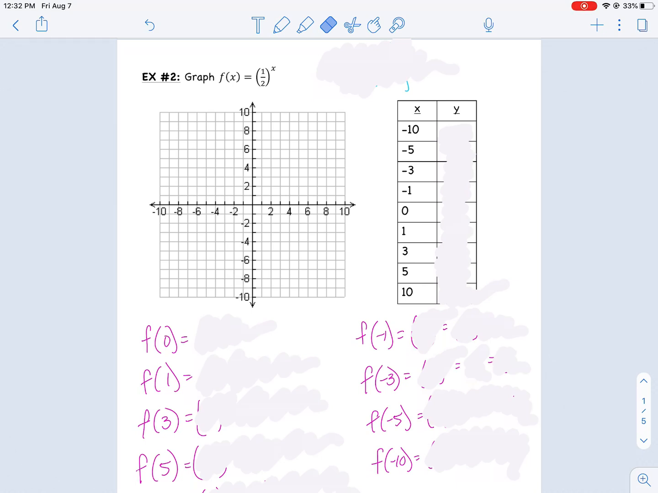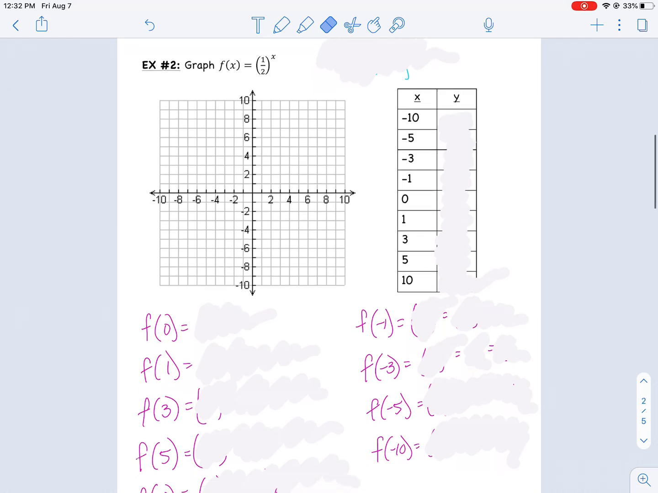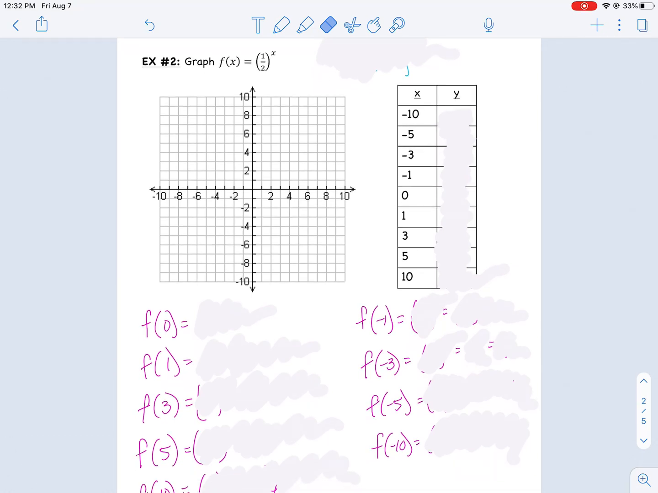Why don't you do that? Why don't you pause the video, plug in all of these different x values into your function, evaluate them, and find the y value that corresponds, and then come back and let's make sure we have the same points before we go to graph.